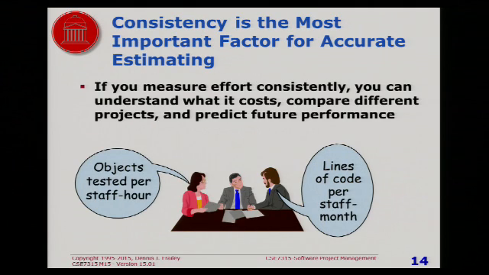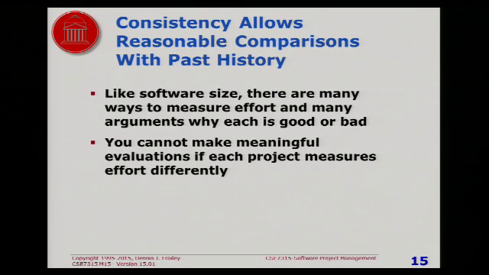The most important factor is consistency. If you are consistent in how you measure these things from one project to another, then you can look at what happened on the previous project and draw reasonable predictions about the next project. If you don't measure consistently, then you really can't utilize the information from previous projects. It's just like size. We talked about how important it is to have a consistent measure of size. You also have to have a consistent measure of work in order to make meaningful predictions.